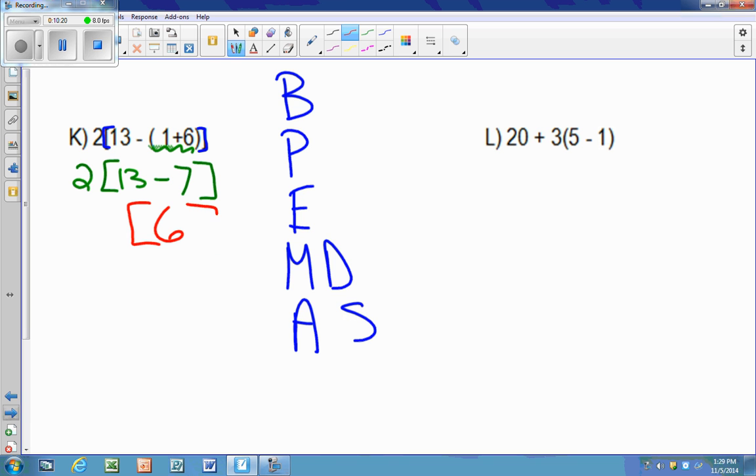I'm going to keep the brackets because there's no operation next to that 2. When you have no operation between brackets and a number, it is telling you to multiply. So in this case, 2 times 6 is 12.